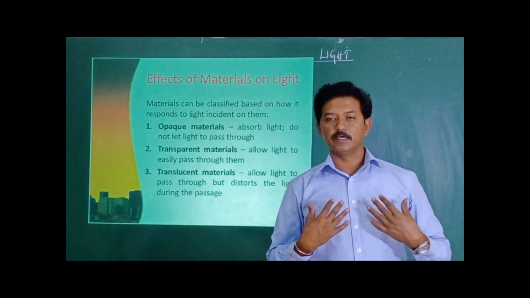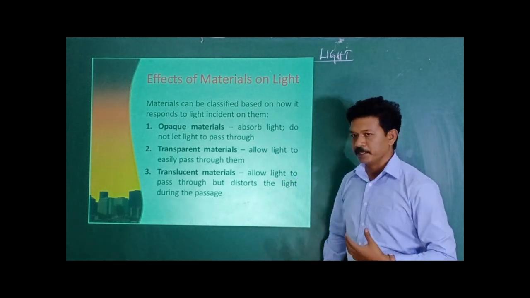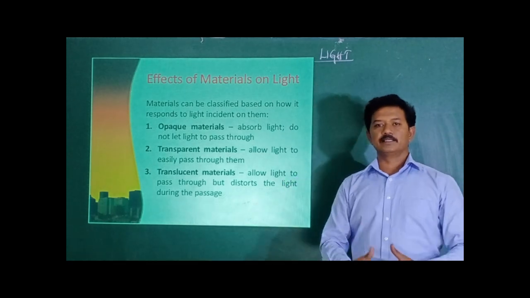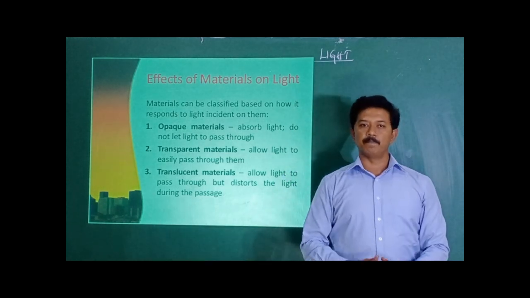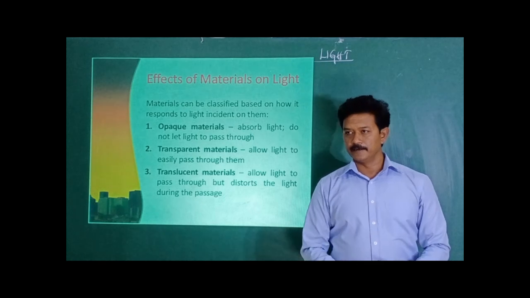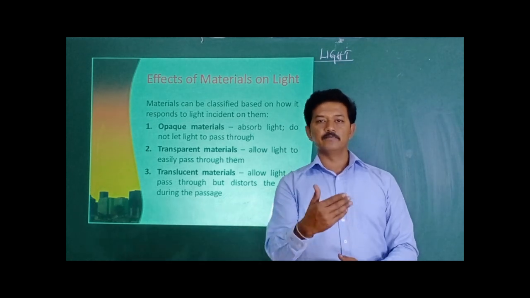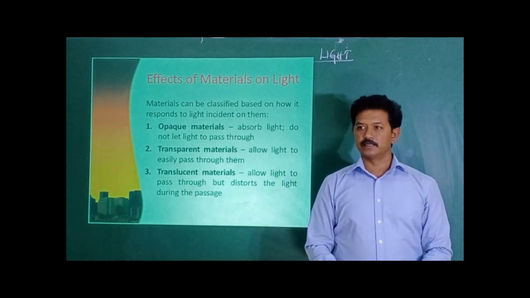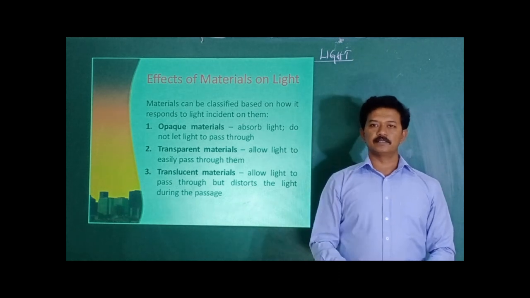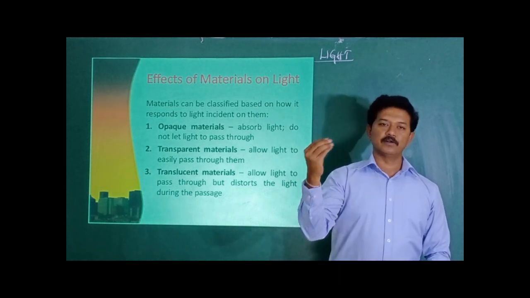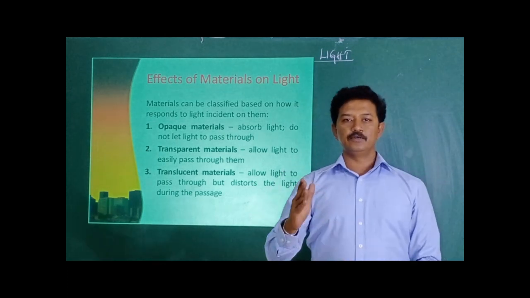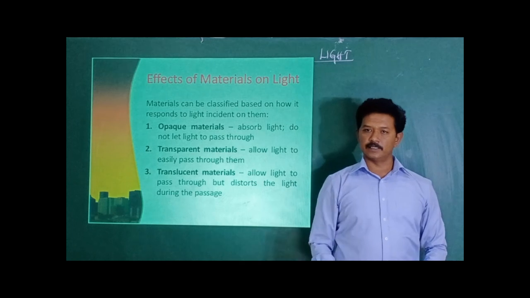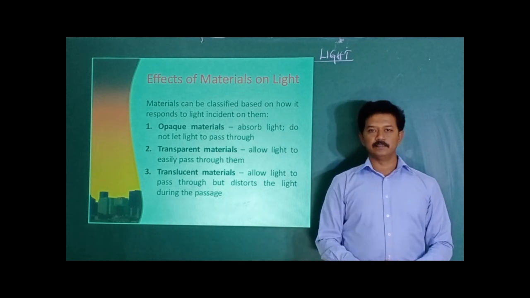I am opaque to light. This wall is opaque to light. A book is opaque to light. Right? So those materials which do not allow light to pass through them are called opaque materials. Then we come to transparent materials. When light is made to fall on these materials, they completely allow the light to pass through them. Therefore they are called transparent materials, right?